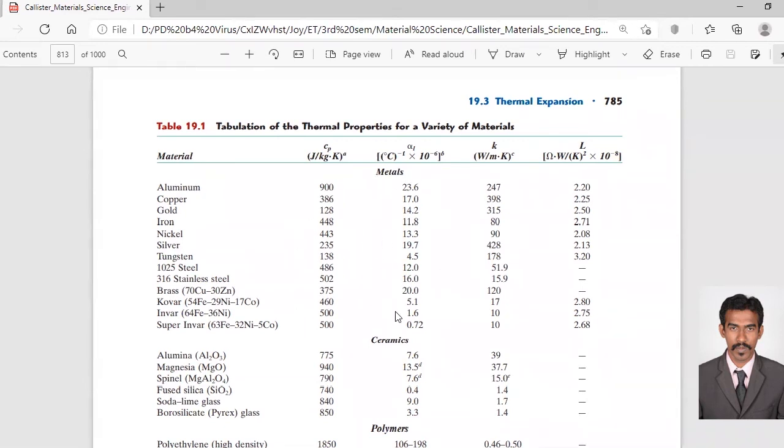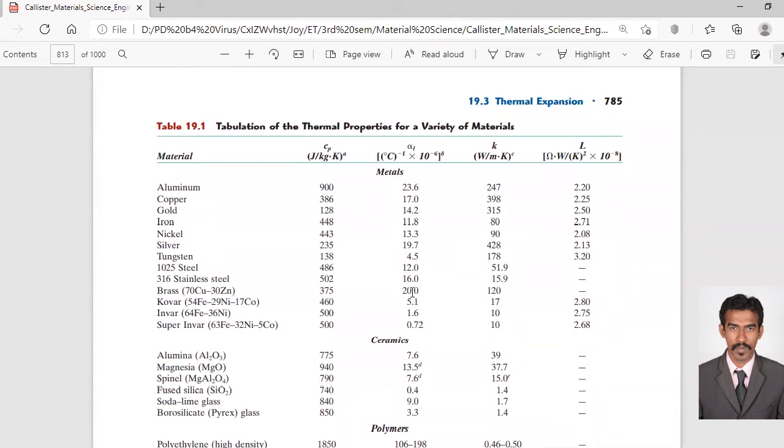Then I have alpha, that is the thermal expansion coefficient, right? There, if you see, aluminium has the highest thermal expansion coefficient, and silver, that is 19, right? Also, we have brass, that is around 20, right? So these are the metals that have at least a little bit higher thermal expansions.